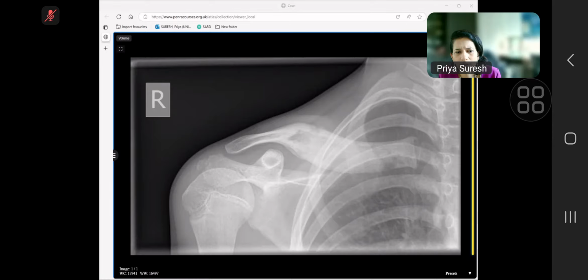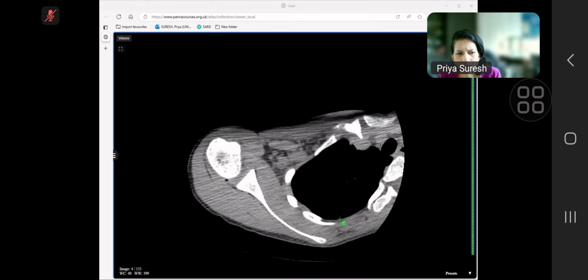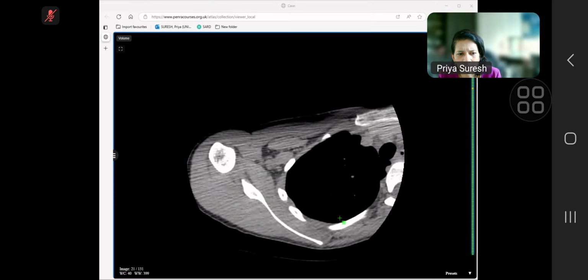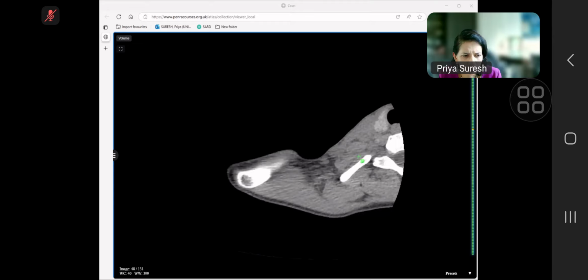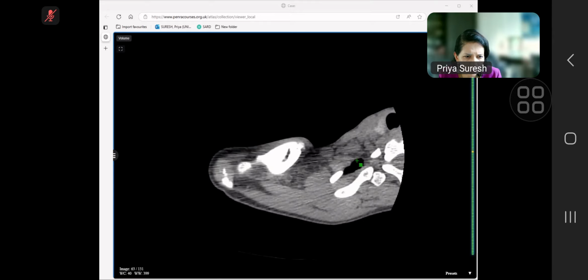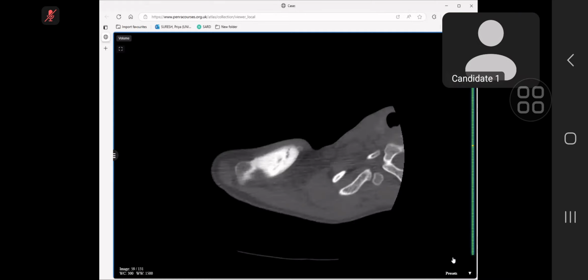Okay, so I think they have the. Yeah, they have the CT there. Jumping the thing, isn't it? Yeah, it's there. So I put in bone windows. Yes, yes, sure.